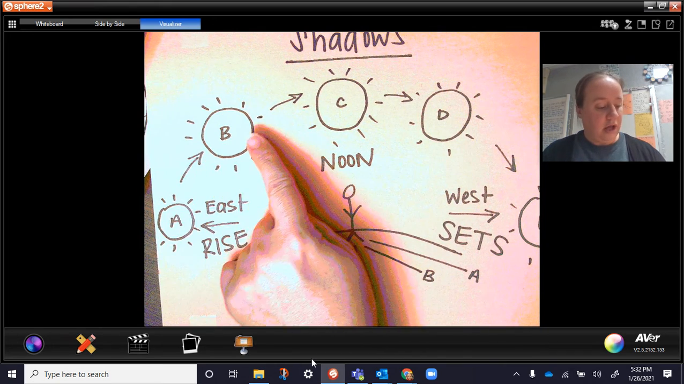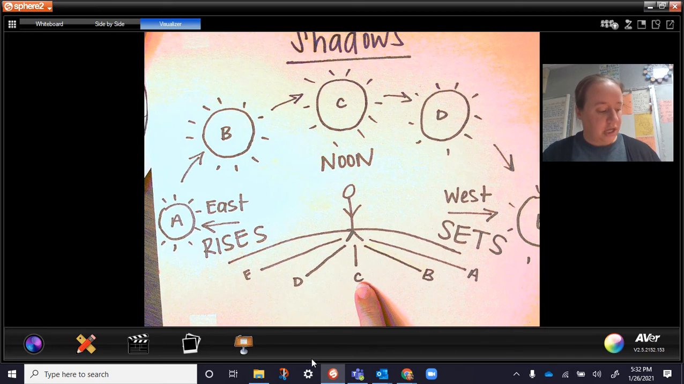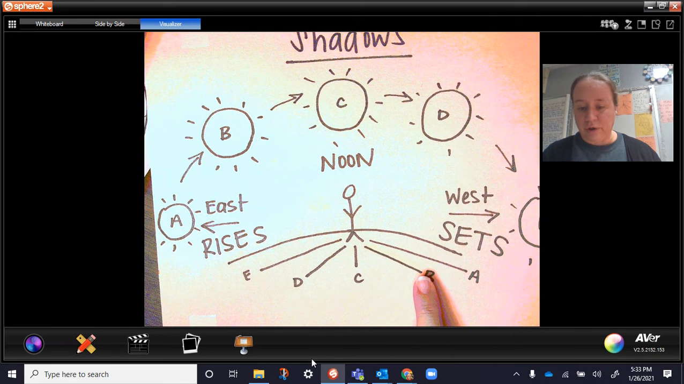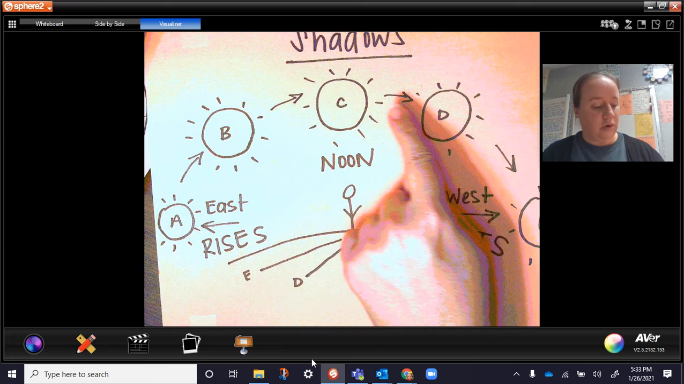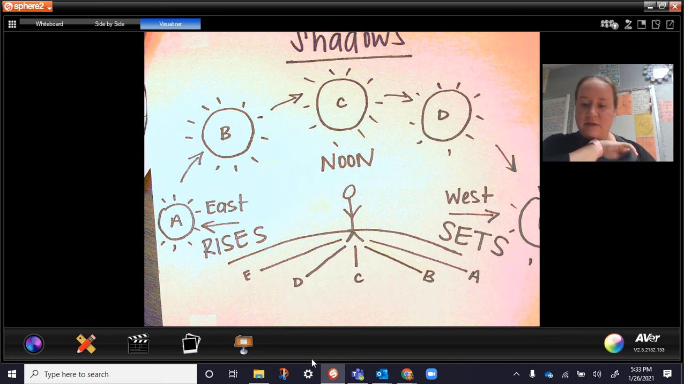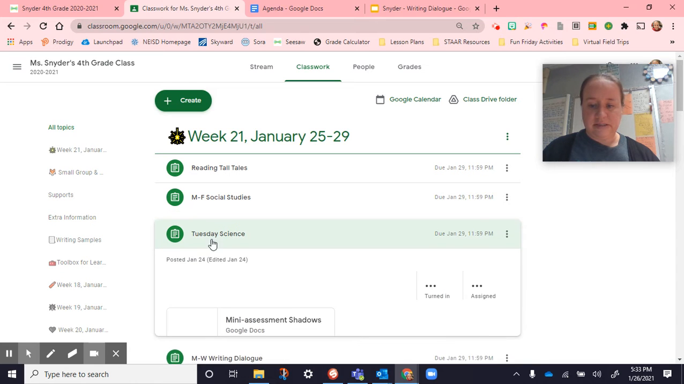Then you've got this pattern that the sun is traveling throughout the day. At the highest point, noon, that's where you find the shortest shadow. As the sun moves higher and higher, your shadow gets shorter and shorter. Then when it starts to go lower and lower, your shadow gets bigger and bigger. So the lower it goes in the sky, the longer it is. The higher it goes in the sky, the shorter it is. They're kind of like opposites. So we reviewed positions, how we could tell what time of day it is, and shadow length. Once we did that, we headed back over to Google Classroom, and we did this called Tuesday Science.